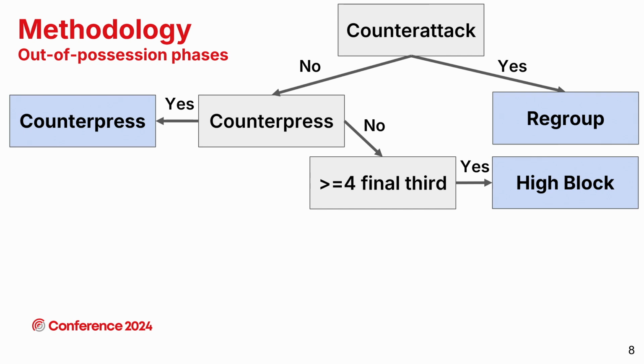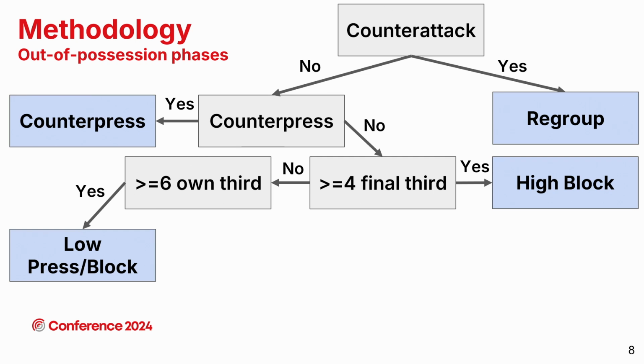So for example, if we have at least 4 players in the attacking third, then the out-of-possession team is in a high block. Else, if we have at least 6 players in the own third, then the out-of-possession team is in either low press or low block, depending on a pressing action being recorded in StatsBomb's event data.